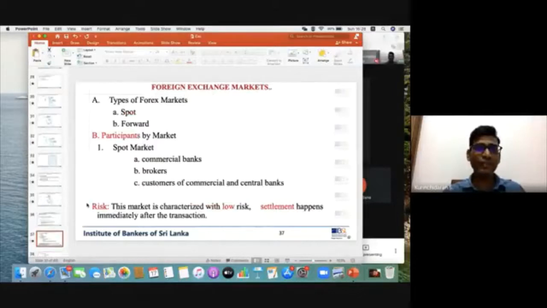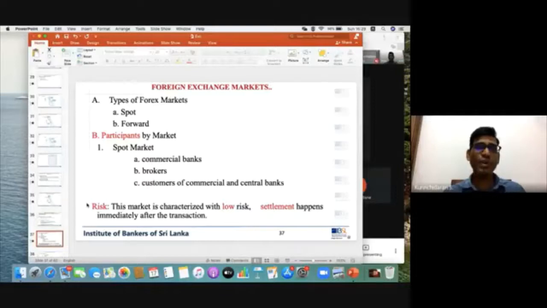Now the first type of forex markets. The major types are spot and forward. Looking at participants by market, the spot market we discussed involves simultaneous delivery. The participants in the spot market may be commercial banks, brokers, customers of commercial banks, and central banks.